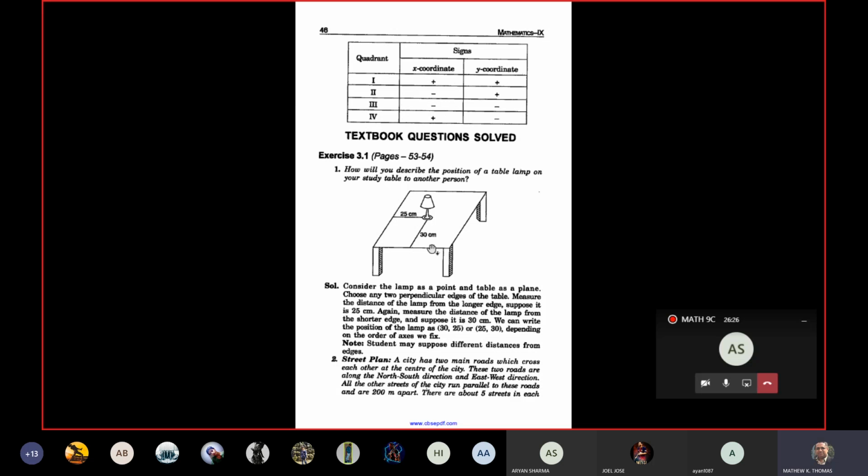So have you drawn this figure and written down the answer? Position of the table lamp is 30, 25. Sir, please wait. Waiting only, not moving on until you complete.